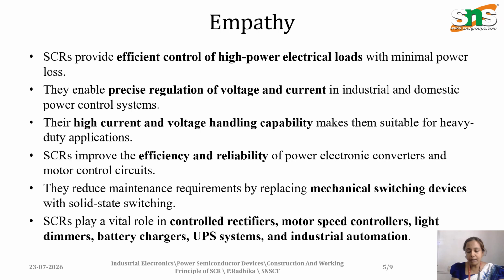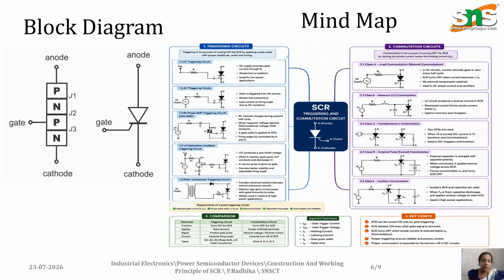The intermediate junctions are called J1, J2, and J3. Between the P and N layer, there will be a junction. Again, between the N layer and the P layer, there will be a junction. Those junctions are called J1, J2, and J3. So this is the image or the circuit symbol for anode, cathode, and gate.